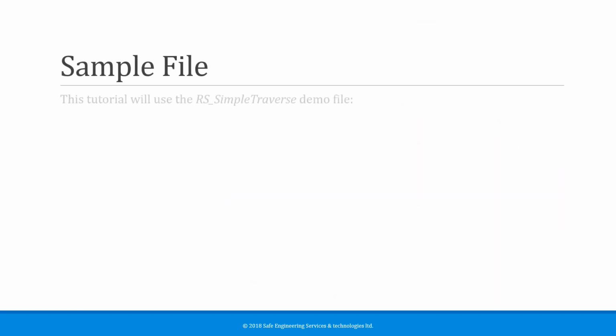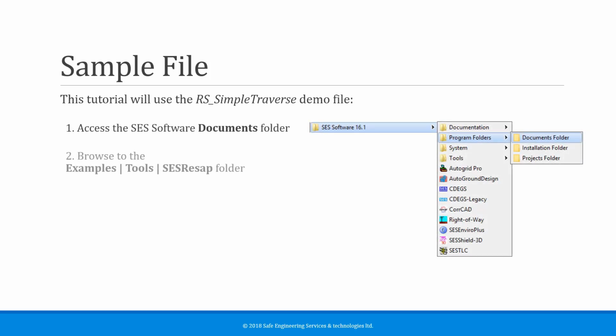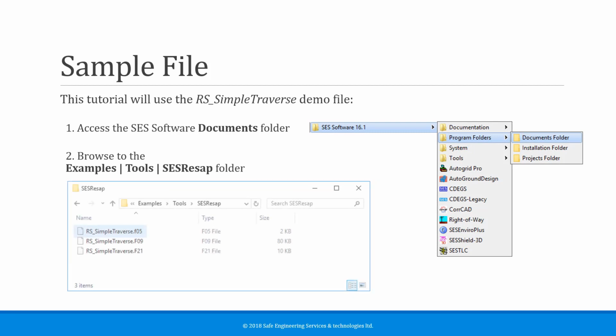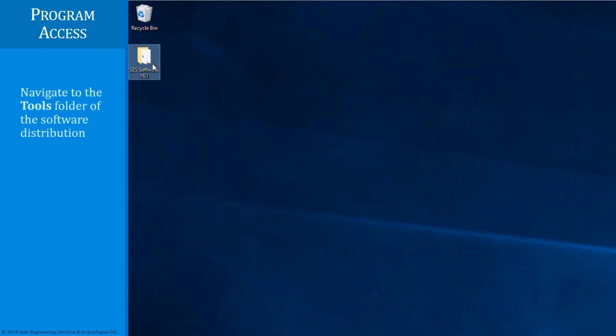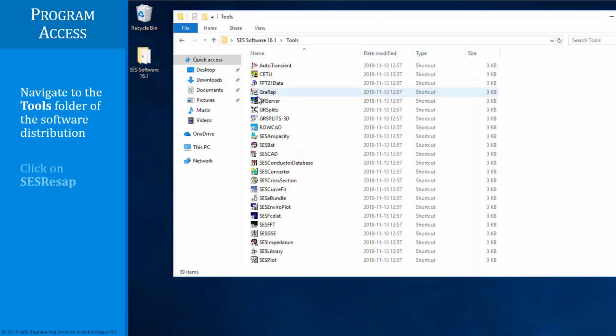If you want to follow along, be aware that the sample file used for this tutorial can be found in the SES Software Documents folder under the Examples, Tools, SESRESAP subfolder. Let's get started. First, launch the program SESRESAP from the Tools folder of the software distribution.